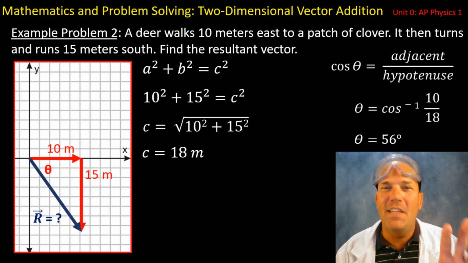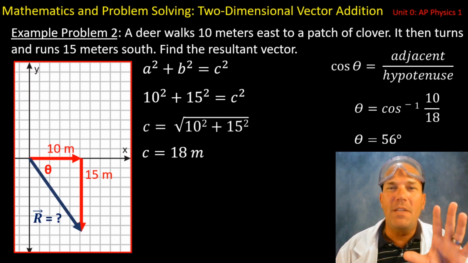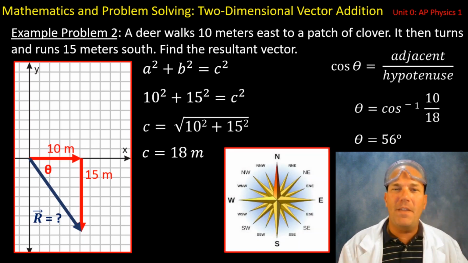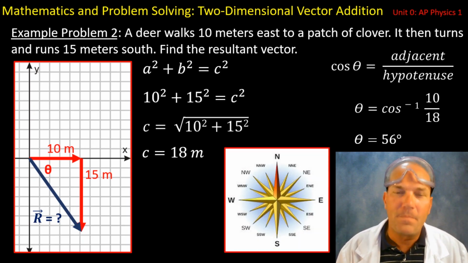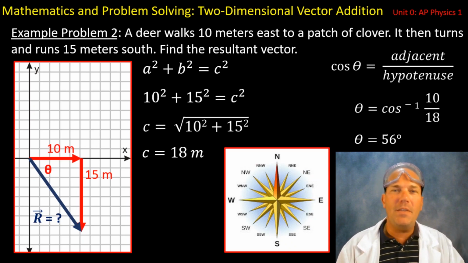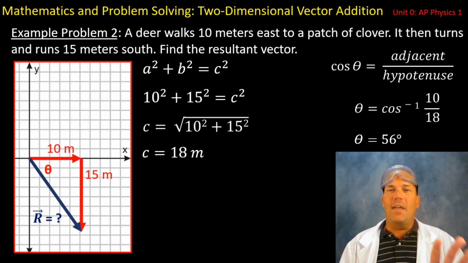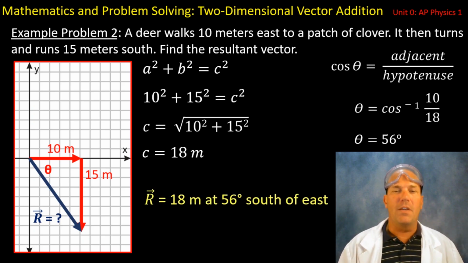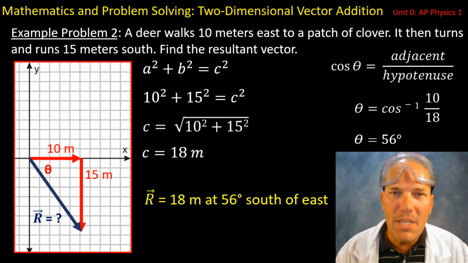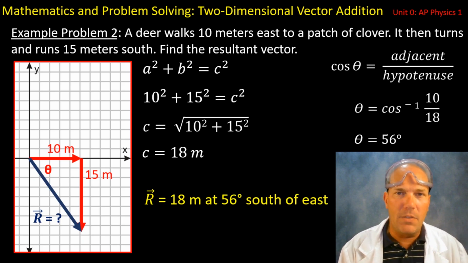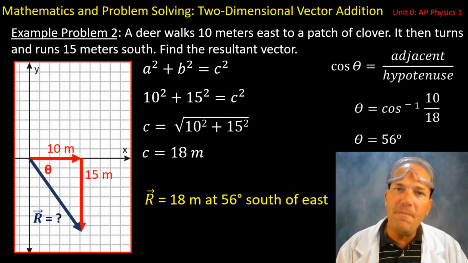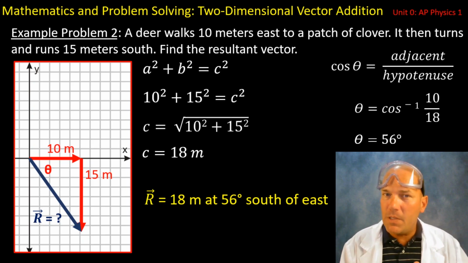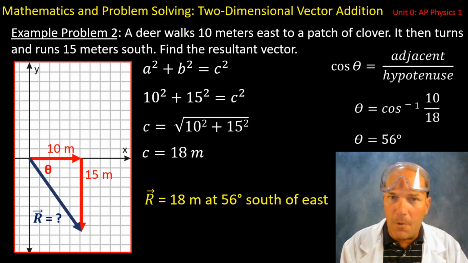We're still not done. We need to use cardinal directions to finally finish answering this problem. So let's look at the Cartesian plane, and let's go ahead and get our final answer here to be 18 meters, that's the magnitude, at 56 degrees south of east. Now that was something you learned about several videos ago.